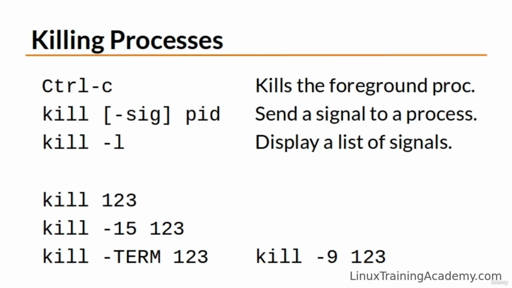Signals have numbers that correspond to their names. The default TERM signal is number 15. So running kill 123 is the same as running kill -15 123, or kill -TERM 123. If a process does not terminate when you send it the TERM signal, use the KILL signal, which is number 9.